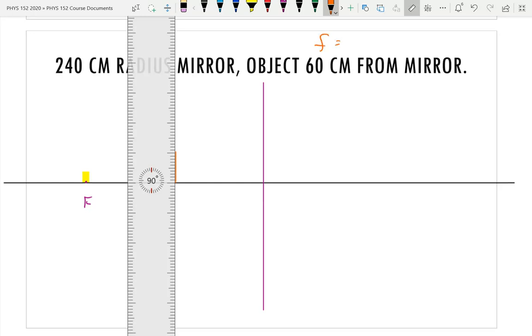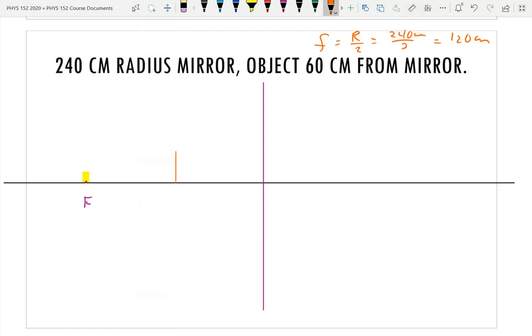Since focal length is equal to R over 2, that's equal to 240 centimeters over 2, which equals 120 centimeters. Right, I wanted to just get the same geometry every time. So there's my object.